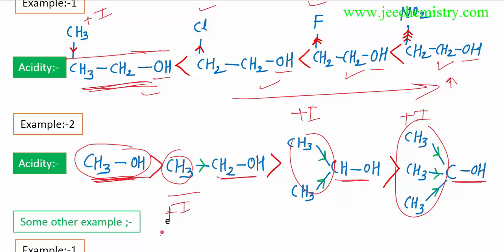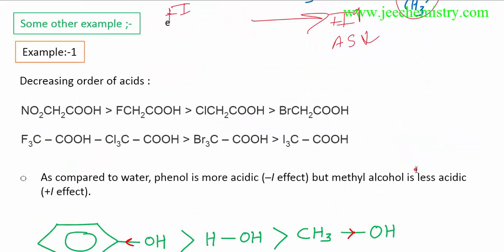So we need to think about the plus I effect, and in this order the plus I effect increases, so acidic strength decreases. So in this order acidic strength will increase, because here is less I effect, here is a 1-methyl plus I effect, here a 2-methyl plus I effect, here 3-methyl plus I effect. Now we will learn more examples.